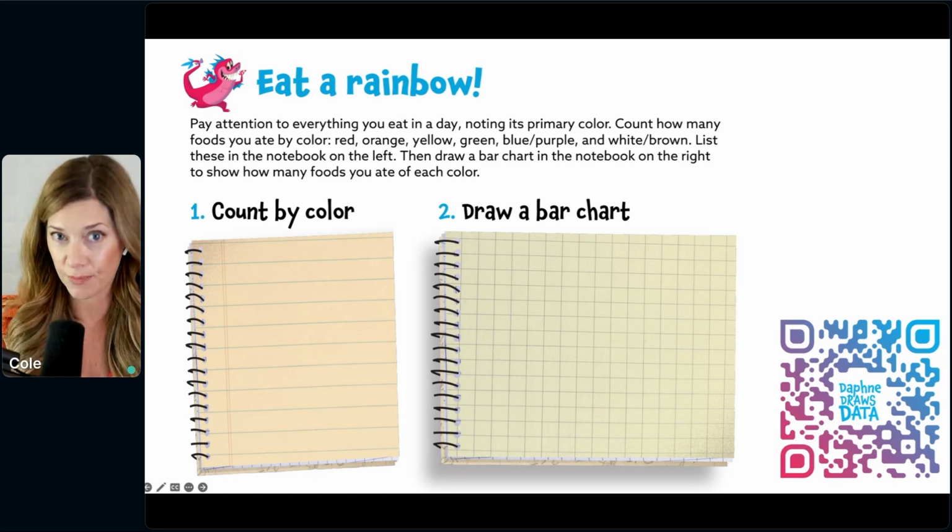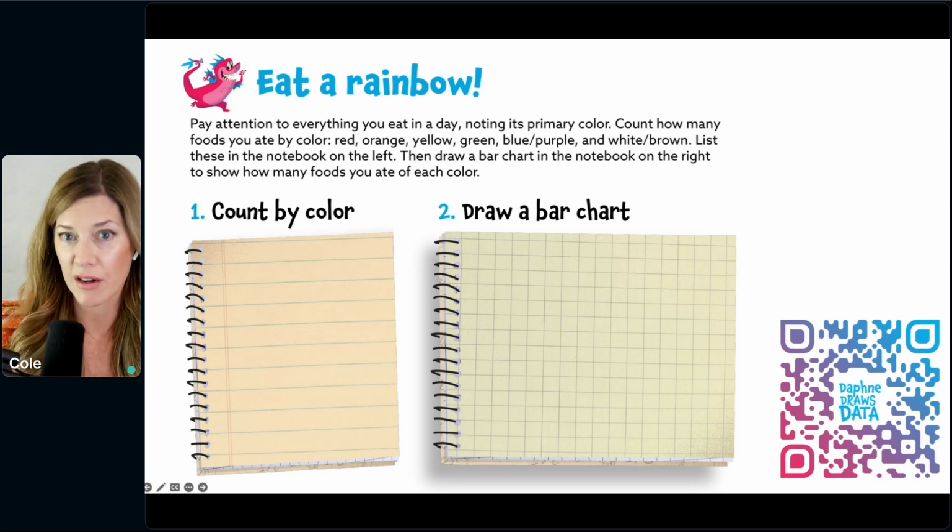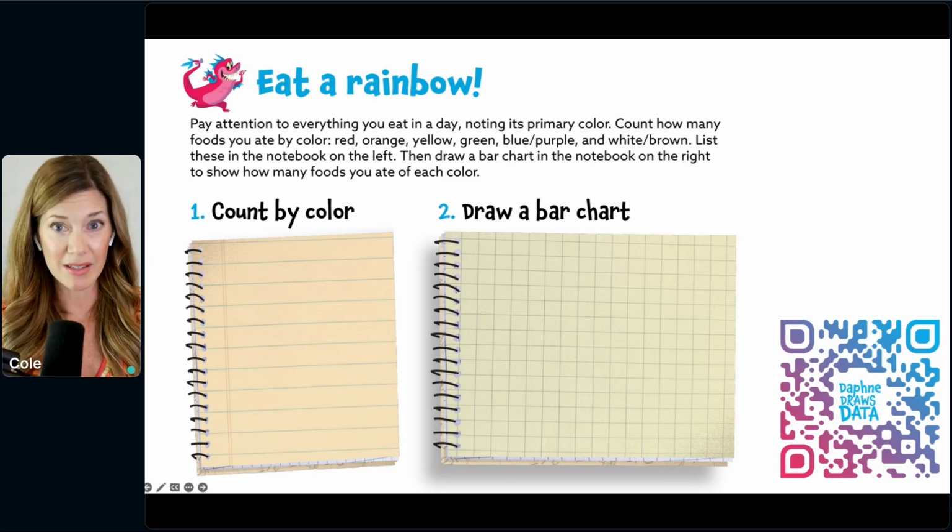each color. Then you can use your graph to answer things like, did you eat foods from all the colors of the rainbow? Which were the most common on your plate? Were there any that were missing?